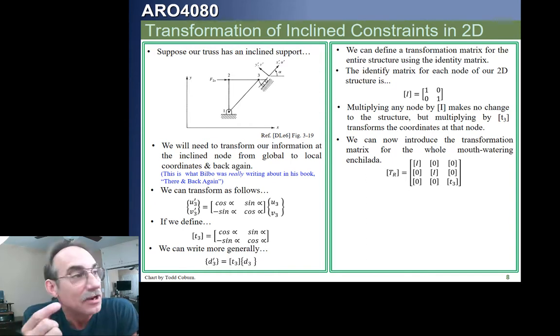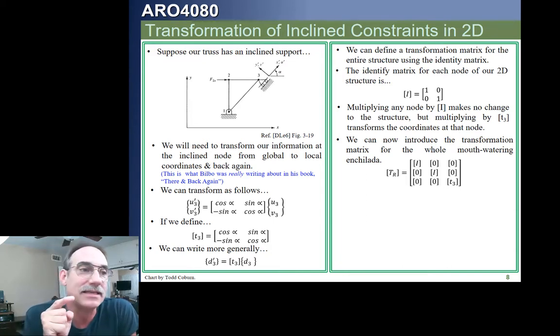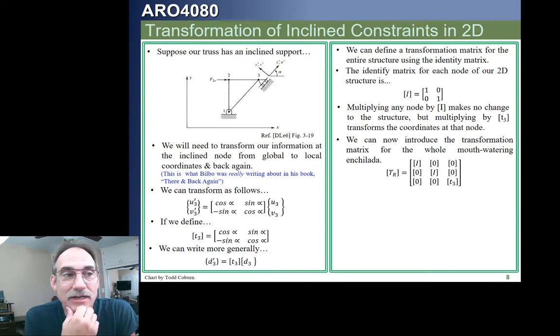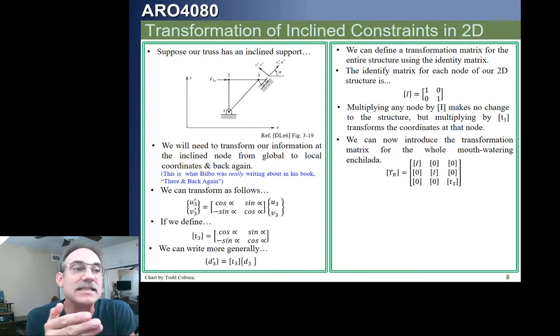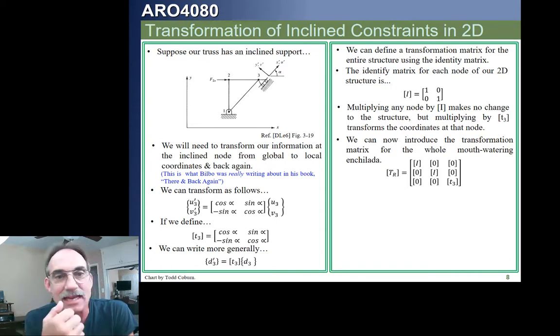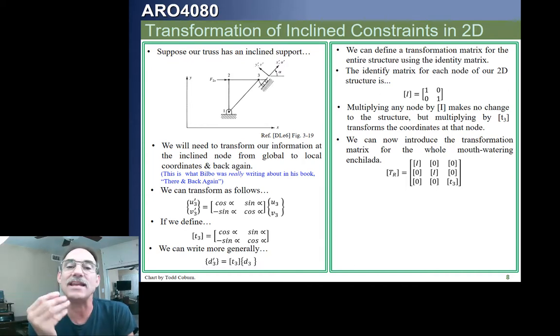So if node 1 were inclined, we would apply T3 at node 1, but it's not, so we use the identity matrix. If node 2 were inclined, we would put the T3 at node 2, but it's not, so we're going to have the identity matrix. At node 3, we actually have an inclined support, and so we're going to apply our T3. Now notice T3 is the T for node 3. If we had inclined node 1 or 2, we would use the angle of that incline at those, and we would have called that T2 or T1 and placed that in the appropriate place.